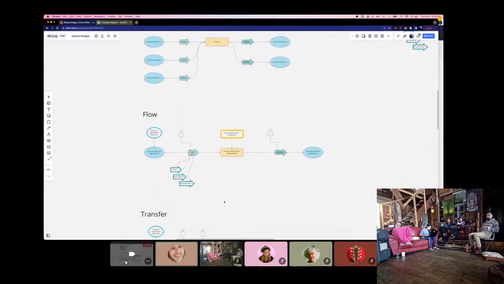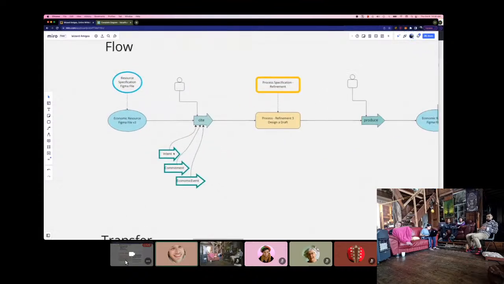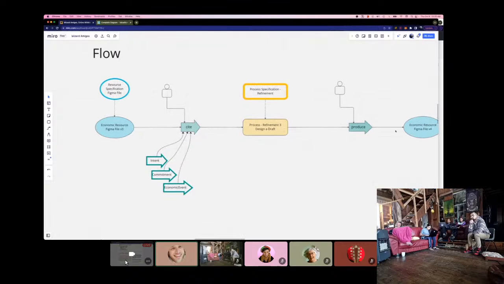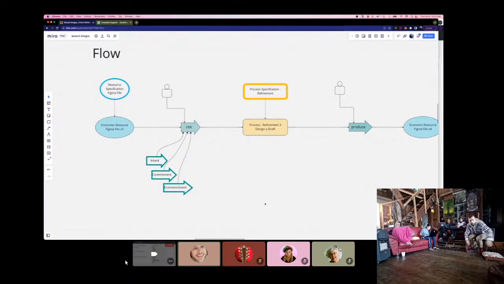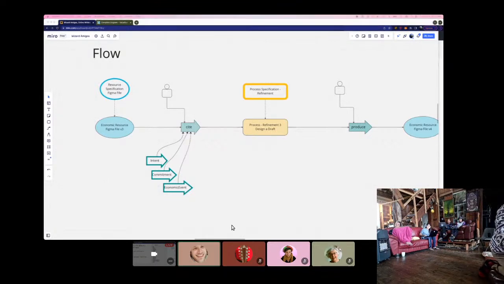So you might have noticed I have 3 different green arrows all pointing to cite: intent, commitment, and economic event. And so these things are interchangeable in this resource flow, but they talk about different points in time. So an intent is something that could happen in the future, something that would happen in the future if some condition was met.